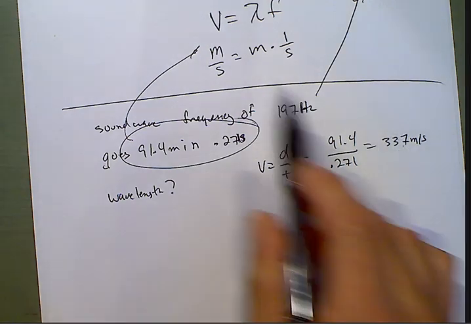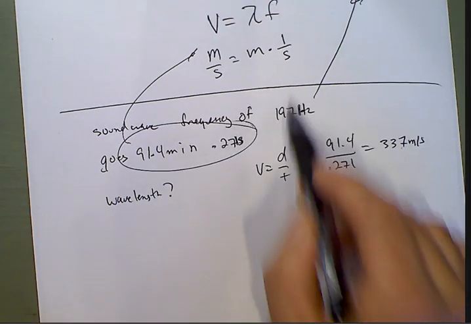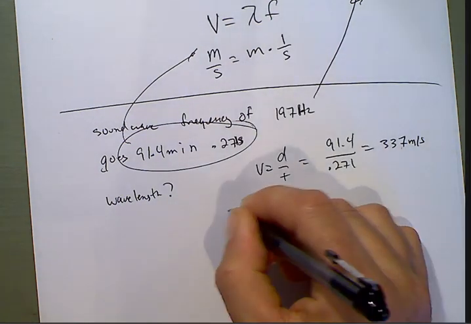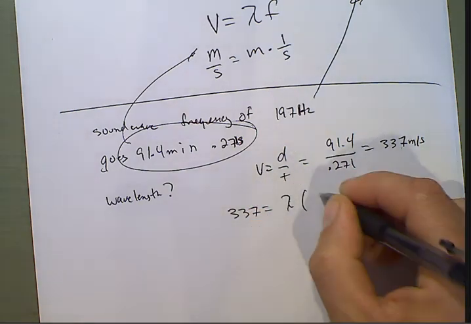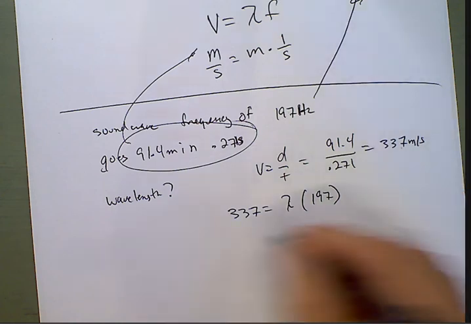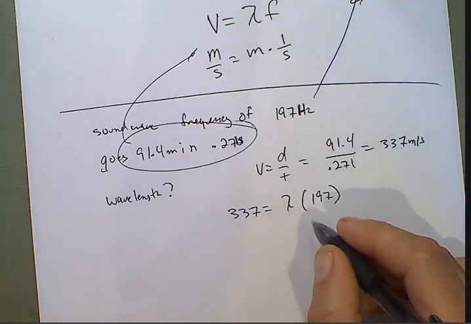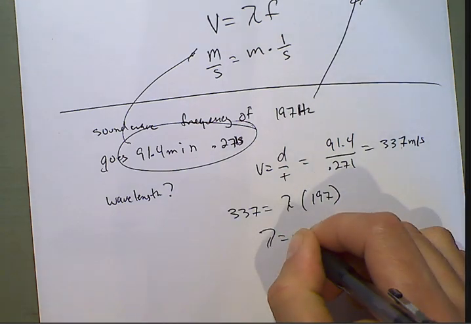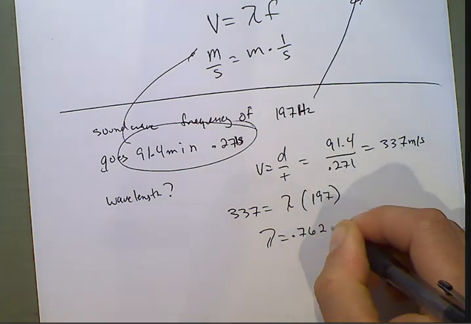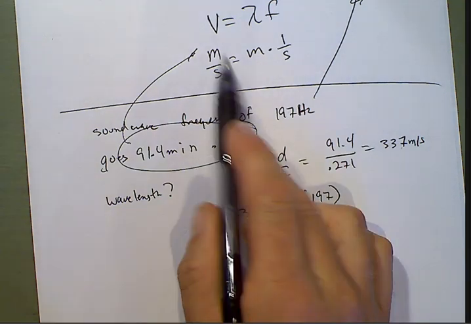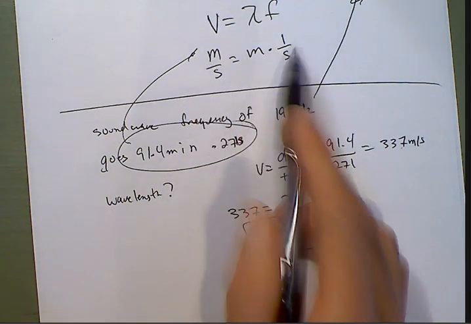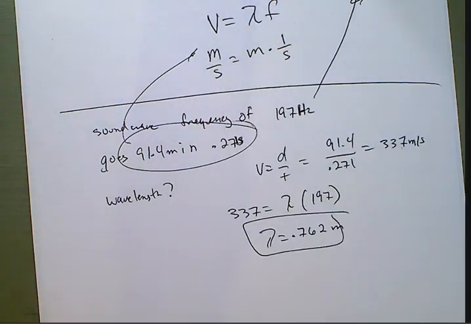I got my velocity, I've got my frequency, so I can solve for wavelength. So I could say 337 equals my wavelength times my frequency of 197. It's about as easy as it gets right there. So my wavelength equals 0.762 meters. Now keep in mind that this equation always has to use meters in order for it to be true. If you got meters per second, meters and seconds, you might have to convert prior to anything like that.